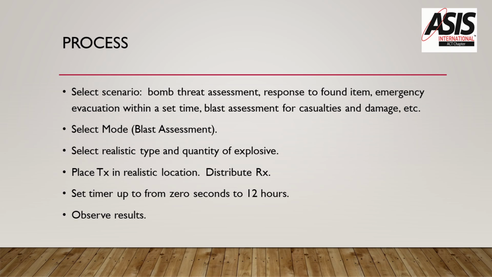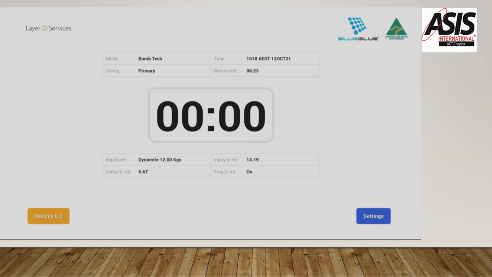This is the home screen for the system. It has the local date and time, which is set into the machine. It has which mode we're in, remembering there's the bomb technician mode, the blast assessment mode, the one that's relevant to us, and the high-risk search mode. Down the bottom, it tells us the amount of explosive we've chosen, and it gives us the distances at which we can expect the LEDs to light up. And the bit in the middle is a big timer.